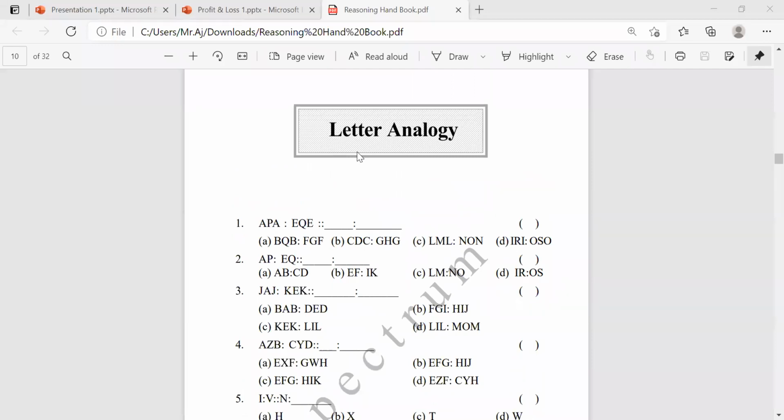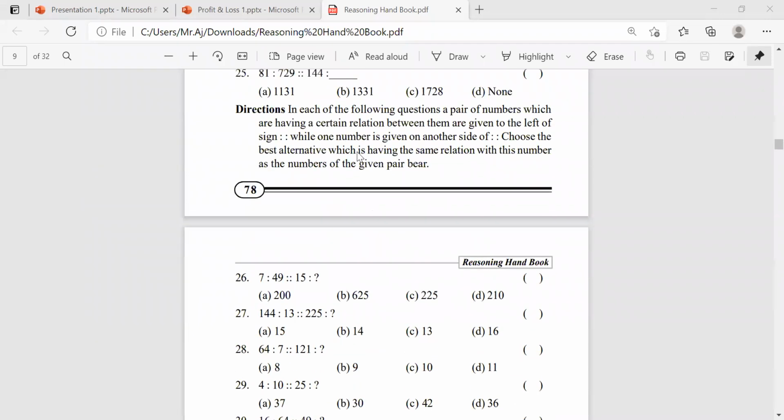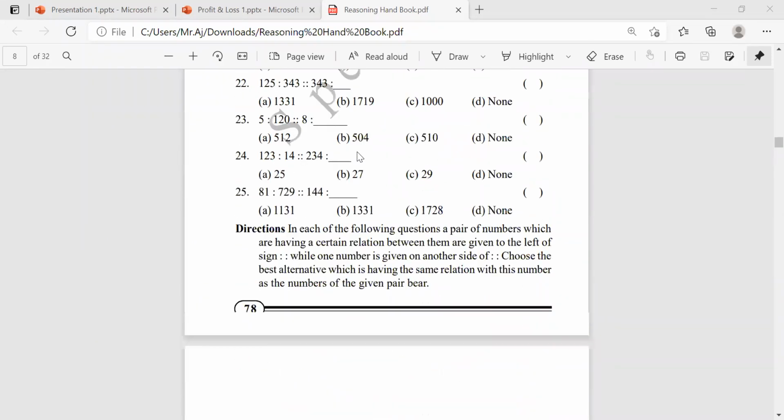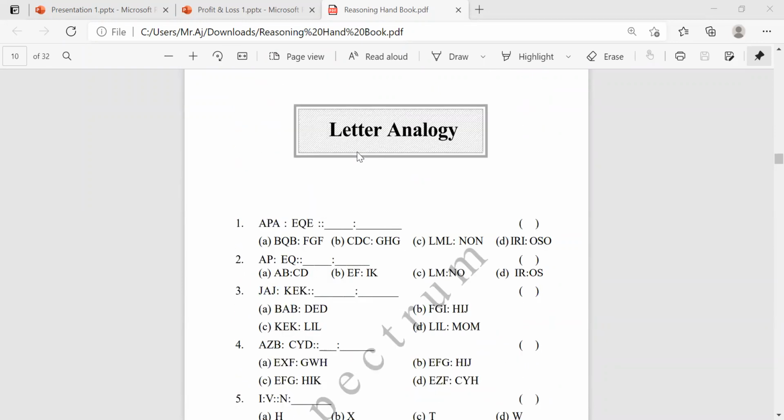We already learned coding and decoding, how we decode the words and letters which they give, and we recently saw letter series also, right? Letter series is just how we solve a series of letters. We saw everything in yesterday's class also. Now here also we have to follow the same tips. Same thing we need to do.